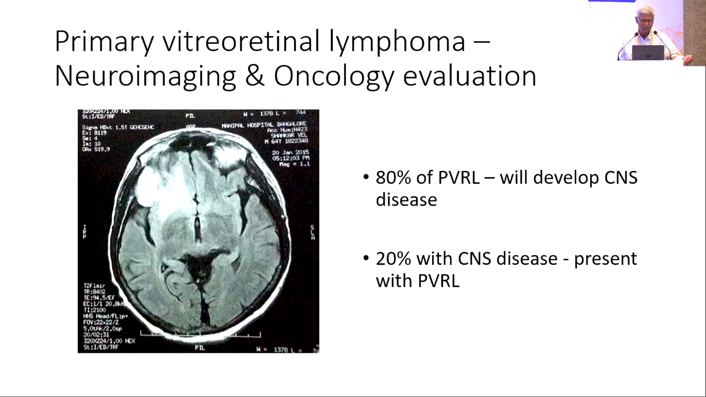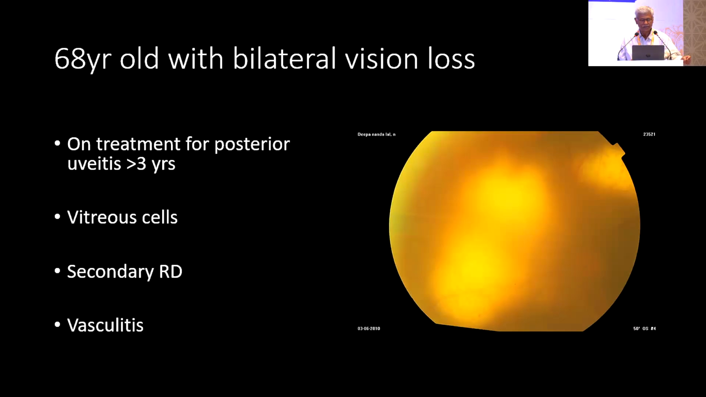retinal inflammatory lesions. So 80% of the primary vitreoretinal lymphomas, where they present primarily with the eye lesion, will go on to develop CNS disease over follow-up. And of those with CNS disease, like this patient, 20% will develop eye involvement as well. So whenever we suspect a primary intraocular lymphoma and confirm it with a biopsy, these patients have to be serially followed up to see if they are developing a neurological disease.